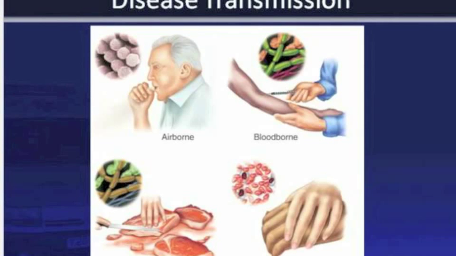Different methods of diseases being transmitted. You have airborne. Many of your airborne pathogens, you get them from people coughing. There are some diseases that can be stuck in people's sputum that can be aerosolized when they cough.